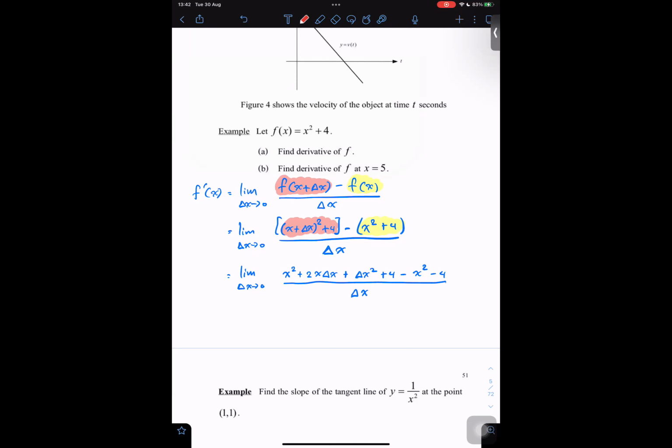And you can see that this one is x squared, this one is minus x squared, so they cancel. Plus 4 and minus 4 also cancel.